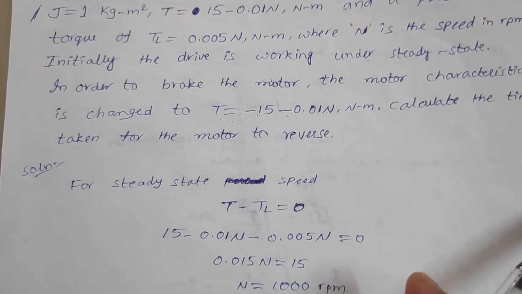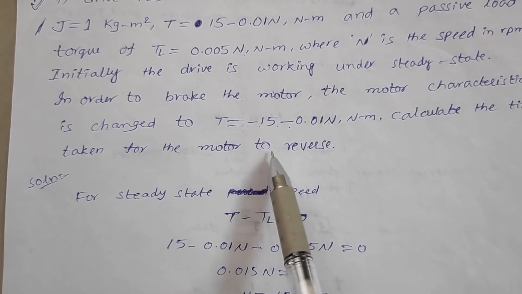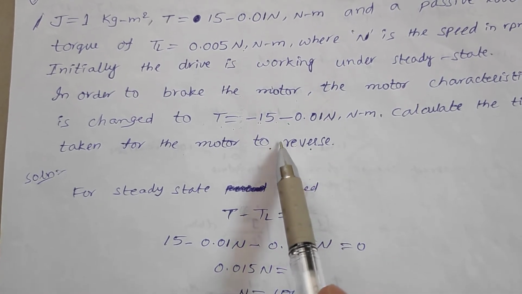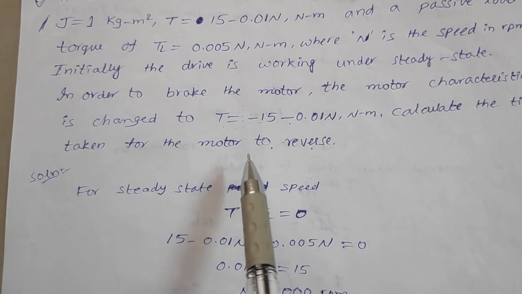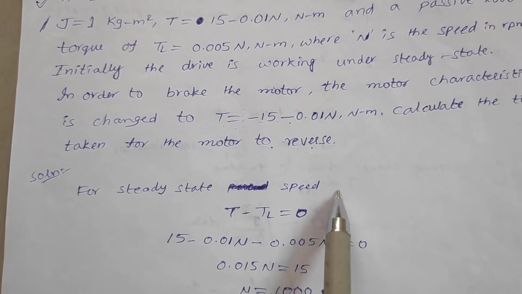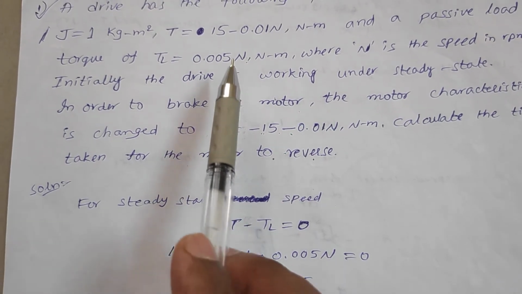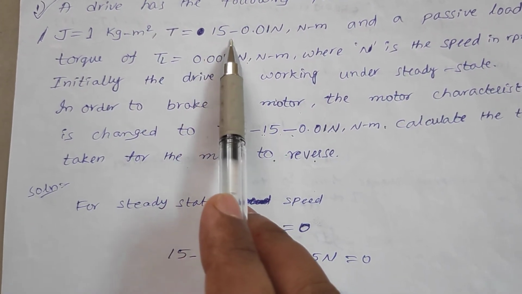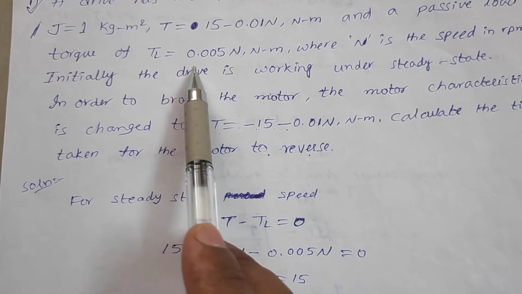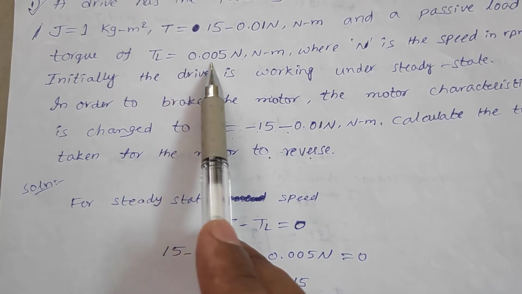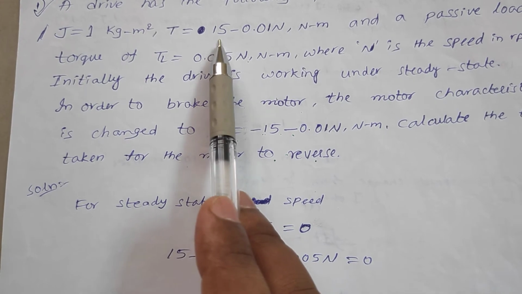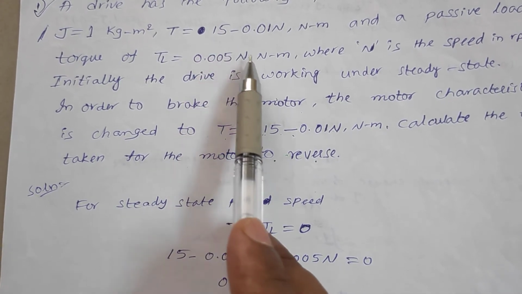So the reversal process is also transient. We'll calculate the time taken for the reversal by using yesterday's derivation. First, if you want to calculate the steady state speed, we have the motor torque, that is the main torque, and the load torque. Under steady state, the opposing torque for the motor torque is only the load torque. So the load torque is opposed by the motor torque, and the remaining torques will be equal to 0.